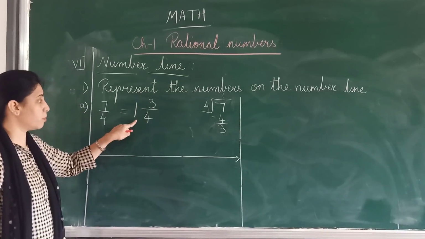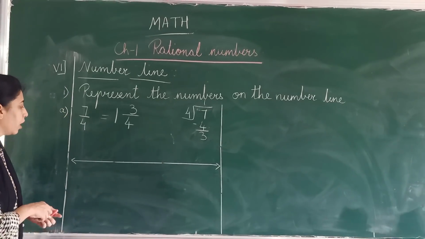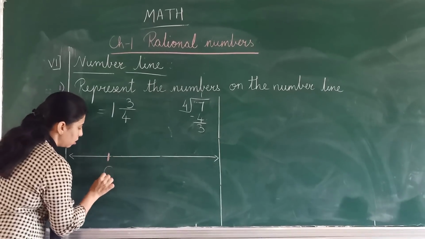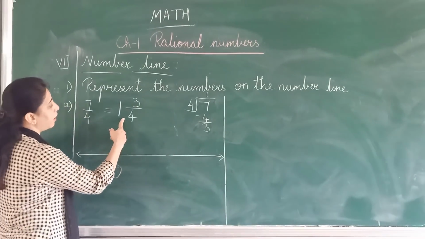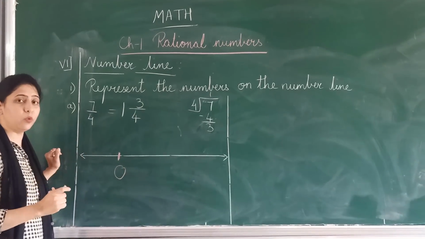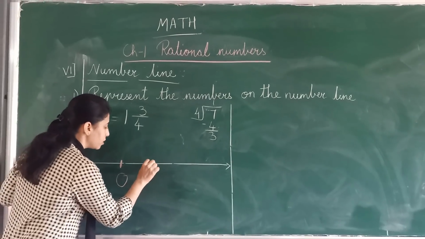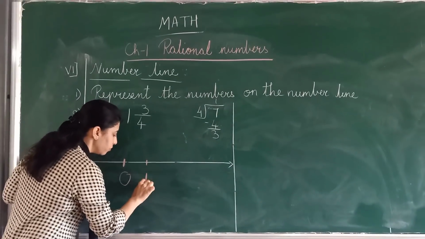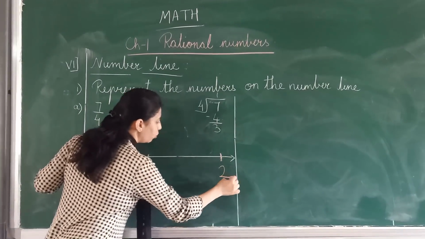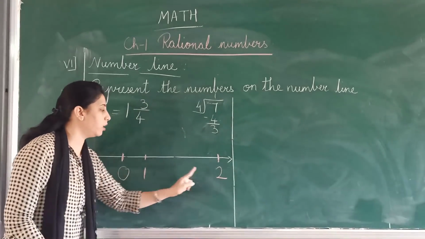Now how to show this particular on the number line? I have already drawn the number line over here. Now I will just mark 0 at the center. And now 1 integer 3 upon 4 comes in between 1 and 2. So suppose I mark 1 here and 2 here. So now 1 integer 3 upon 4 comes between 1 and 2.